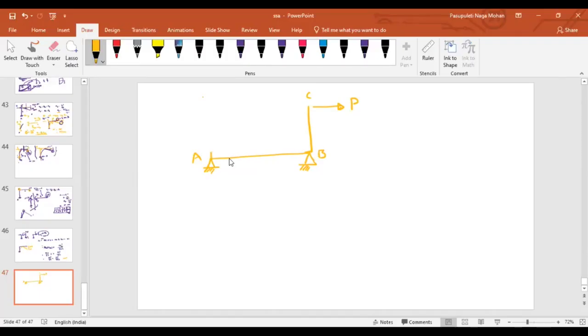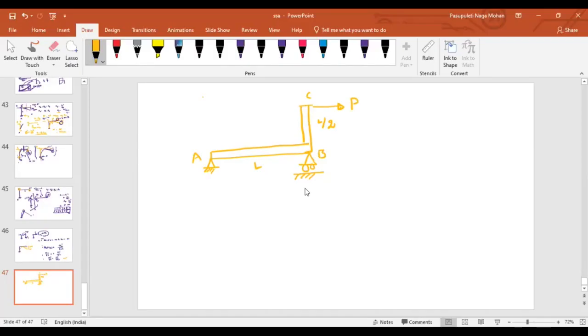Imagine there is a member here like this. It is just restrained at this point only. Or imagine, let me make it determinate. How can I find out? If this is L and if this is L by 2, are you going to find it out? Can you simply say what will be the reactions? What can be the reactions at A and B? Zero.